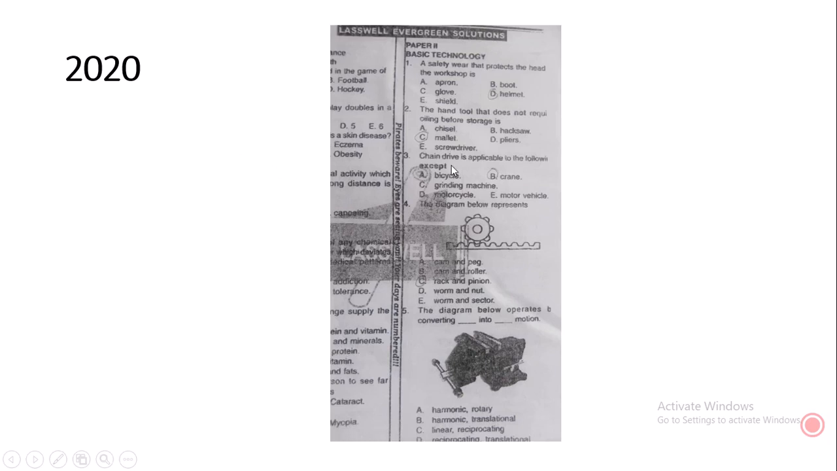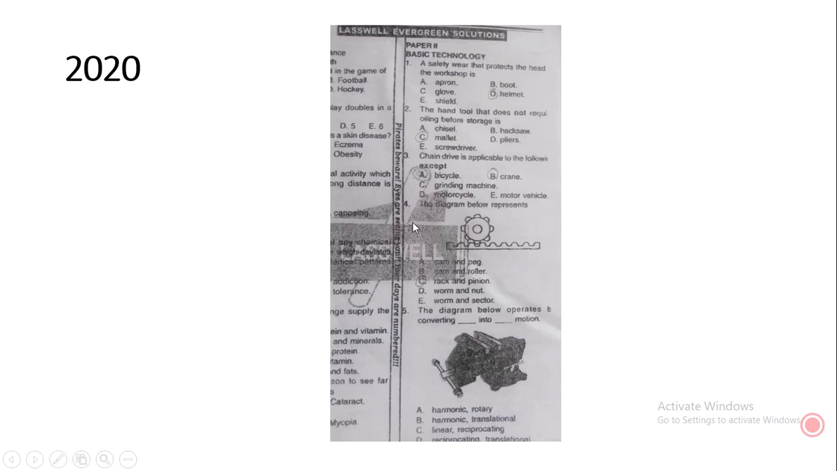So we have here the chain. A chain drive is applicable to the following, except: cranes are not part of it. Bicycles can use chain drive, grinding machines, motorcycles, and motor vehicles can make use of chain drives, but cranes, no way.